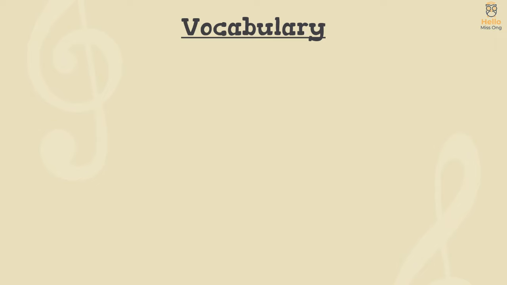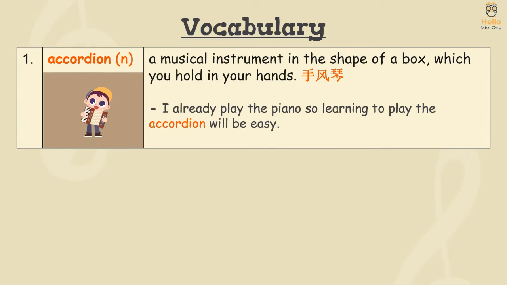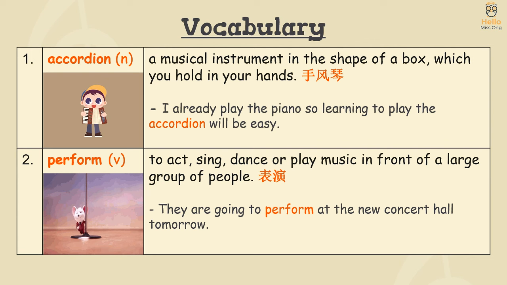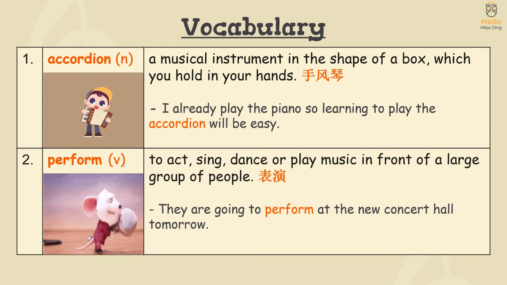Let's learn the vocabulary. 1. Accordion. A musical instrument in the shape of a box, which you hold in your hands. I already play the piano, so learning to play the accordion will be easy. 2. Perform. To act, sing, dance or play music in front of a large group of people. They are going to perform at the new concert hall tomorrow.